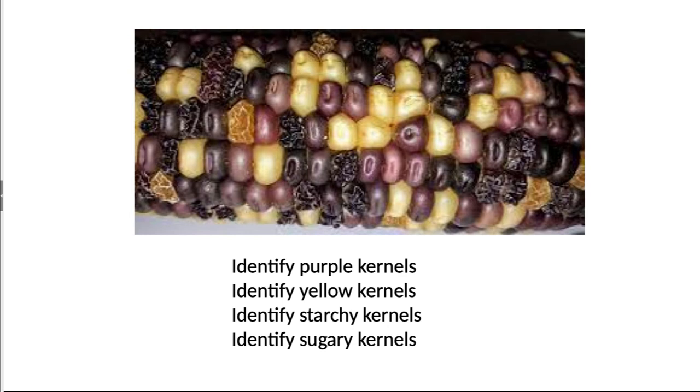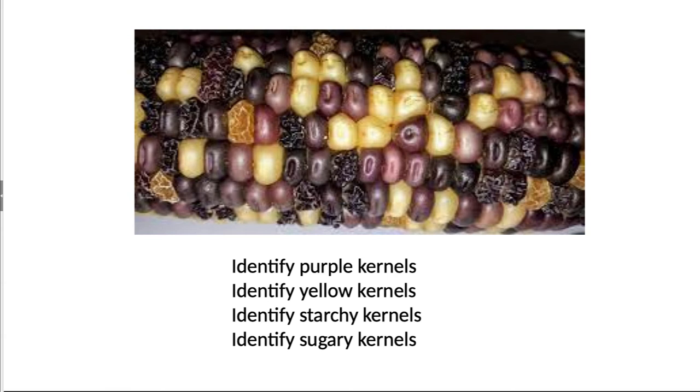For this lab, we need to be able to identify the purple kernels and distinguish them from the yellow kernels. And we also need to be able to identify starchy from sugary kernels. The starchy ones, remember, are going to be the plump ones that haven't dried out, because the starch doesn't dry out so much. And the sugary ones are going to be wrinkly.